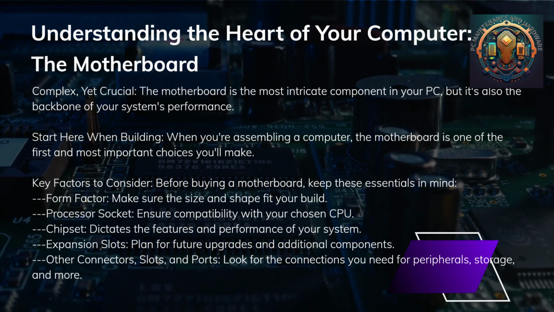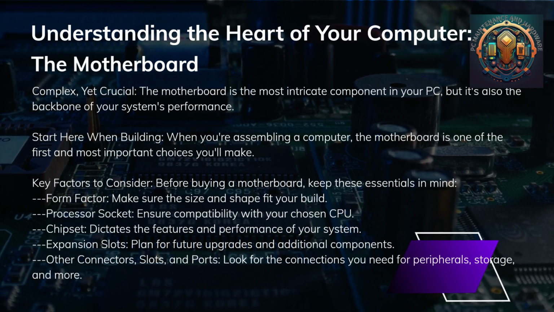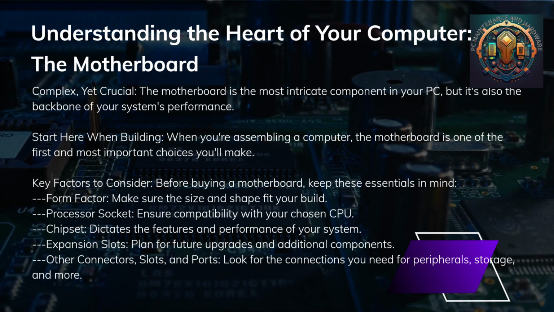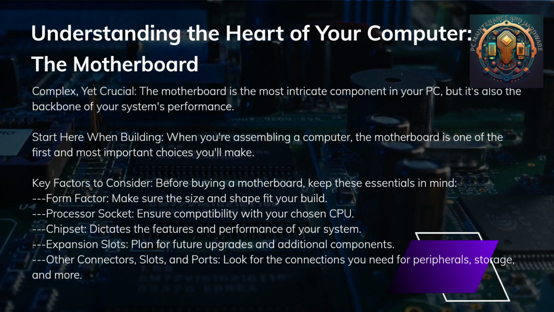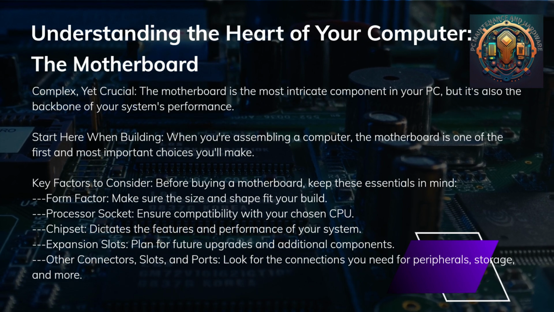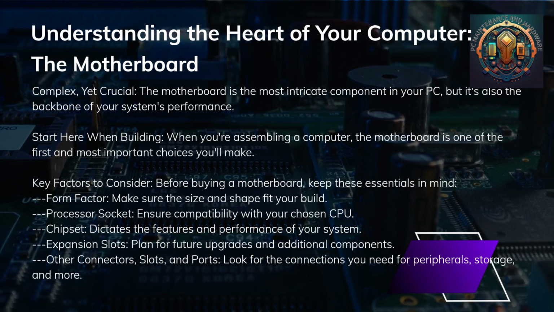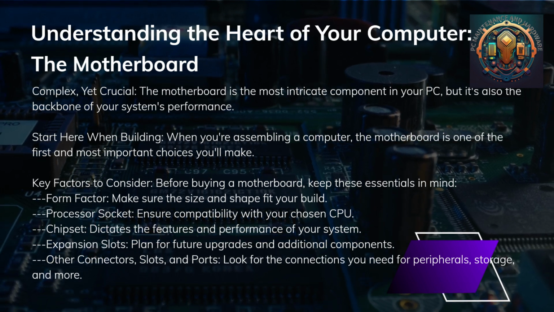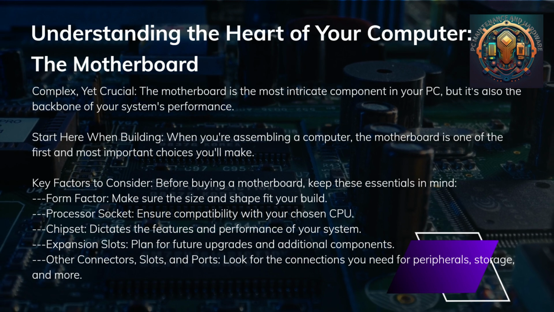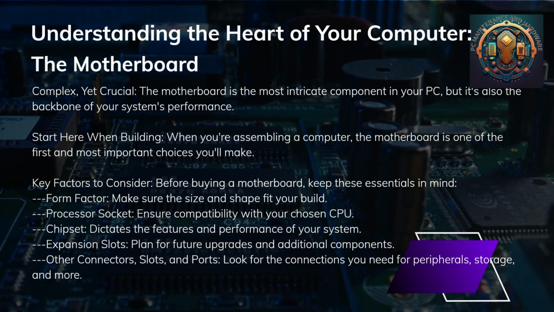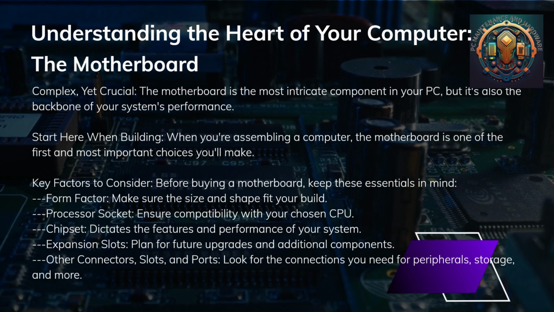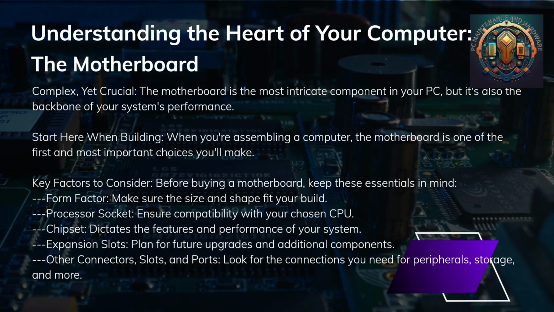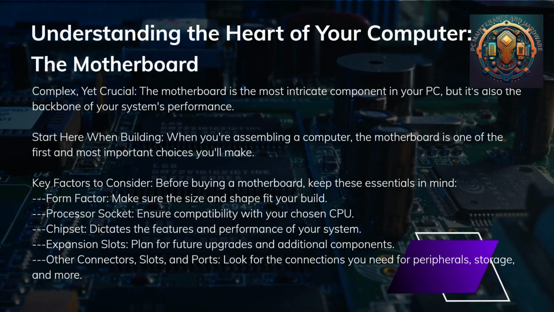Processor socket. This is the slot where the CPU, processor, will be installed. Make sure the socket type matches your processor. Chipset. The chipset controls how the motherboard communicates with other components. Different chipsets offer different features and performance levels. Expansion slots. These slots allow you to add extra components like graphics cards, sound cards, or network cards. Check the number and type of expansion slots available.